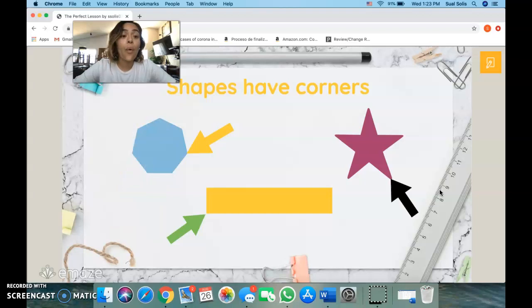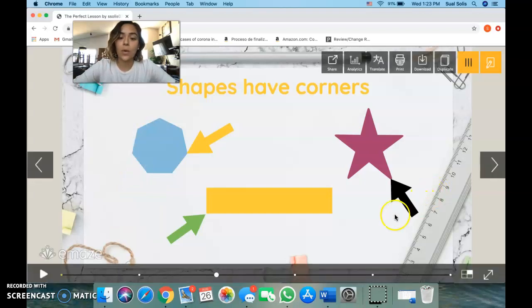Shapes also have corners, and as you can see, we also have three different shapes, and these three different shapes have arrows pointing out to them. If you can see, right here, where two sides meet, that's a corner. This is a corner right here, and this is a corner right there.